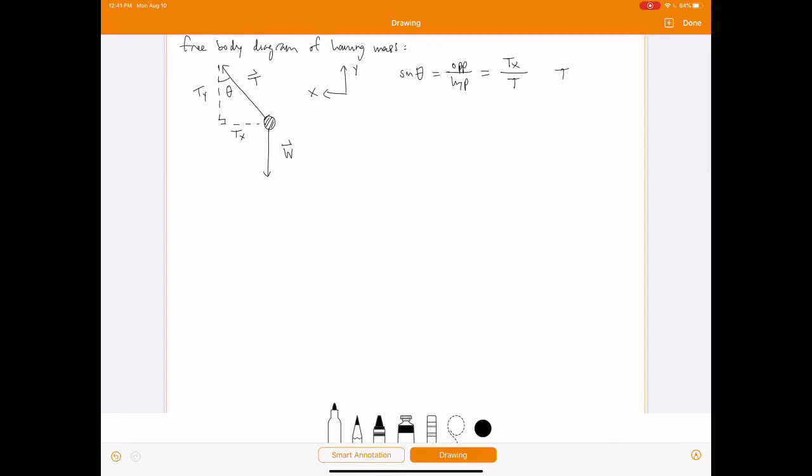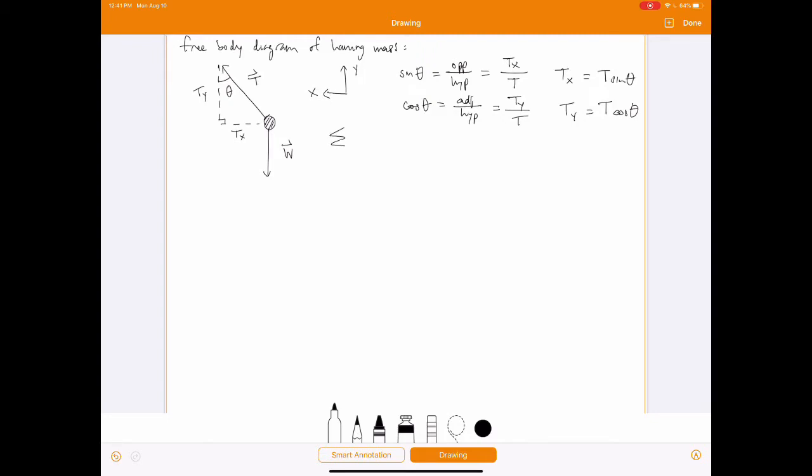And from this, we see that Tx is equal to T sine of theta. Okay, so just multiply through by T. You'll get Tx is equal to T sine theta. When it comes to cosine theta, that's the adjacent side over the hypotenuse. So the adjacent side is Ty divided by the magnitude T, which gives us Ty is equal to T cos theta. Okay, so there it is. All right, so what do we do next?